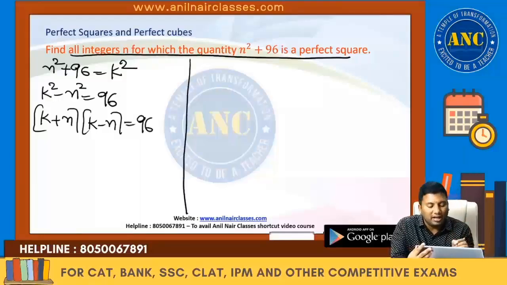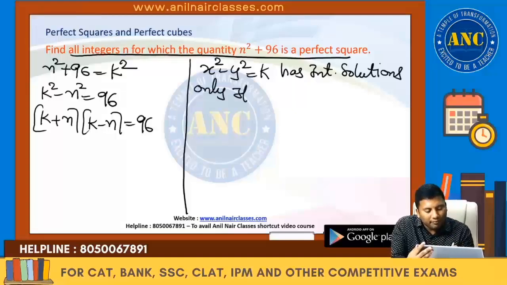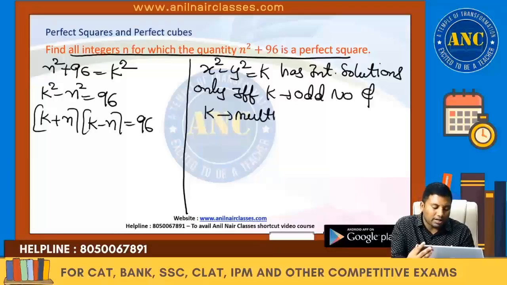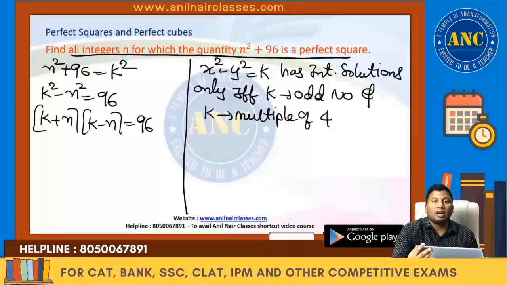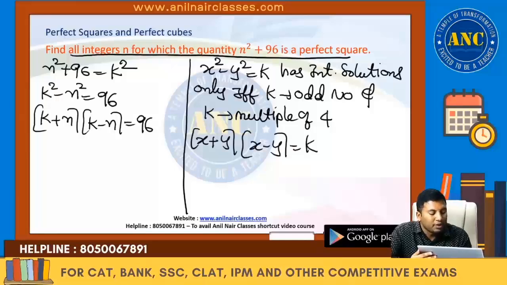I want to discuss a very important logic. X square minus y square equivalent to k. This equation has integral solutions only if k is an odd number or k is a multiple of 4. X square minus y square is nothing but x plus y into x minus y equivalent to k. X is an even number, y is an even number.